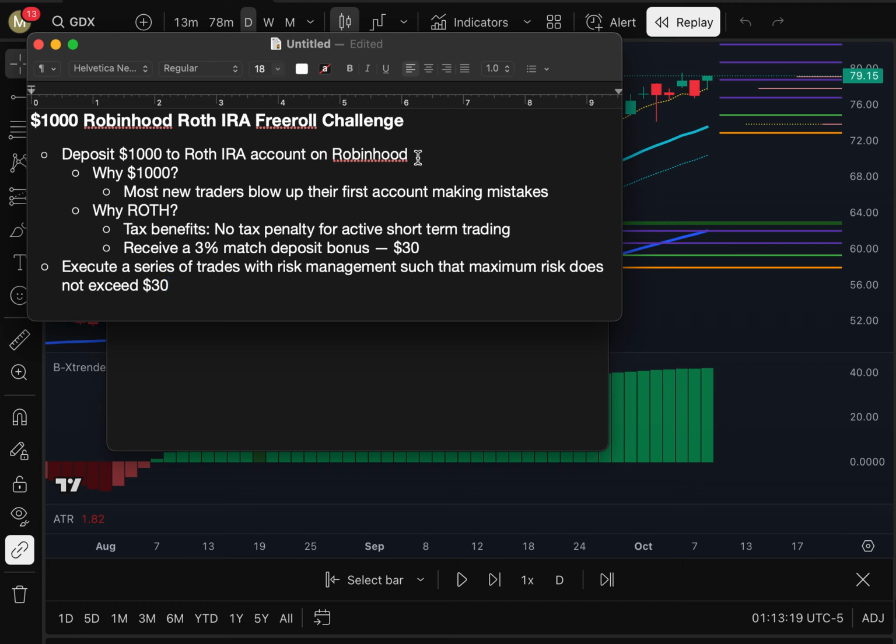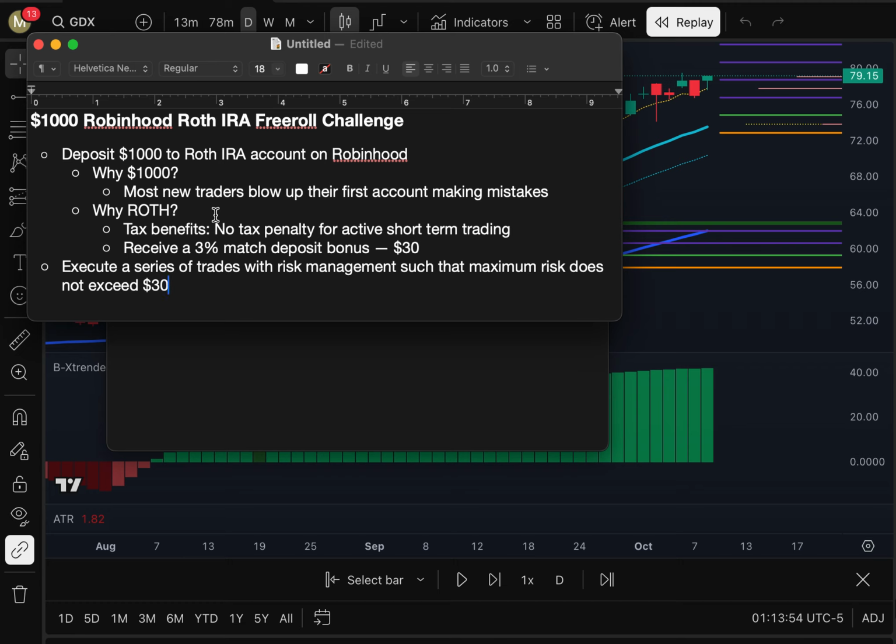The reason I'm doing $1,000 is that's what I have available, and I want to do a small account because I'm a new trader, and most new traders destroy their first account, making mistakes. So I don't want to just start trading brand new with a very large account, even if I had the money to do that.